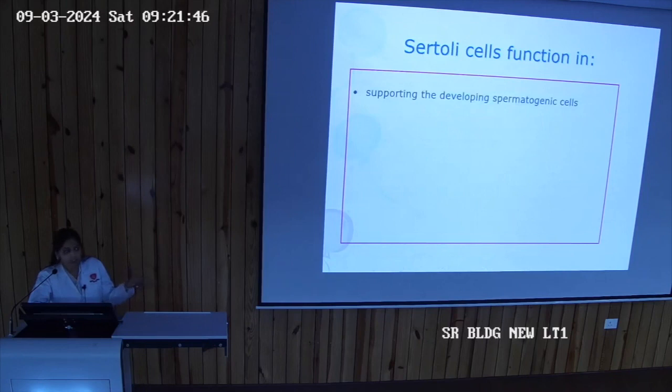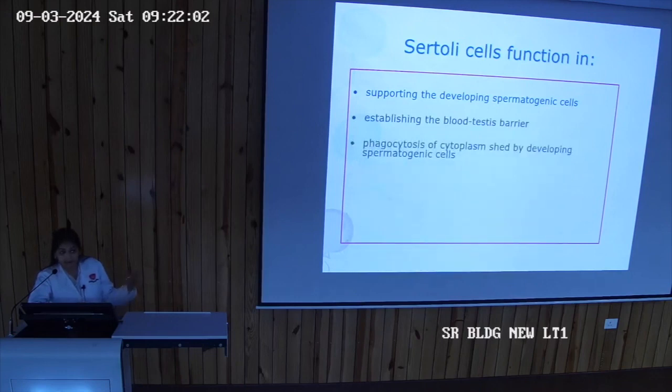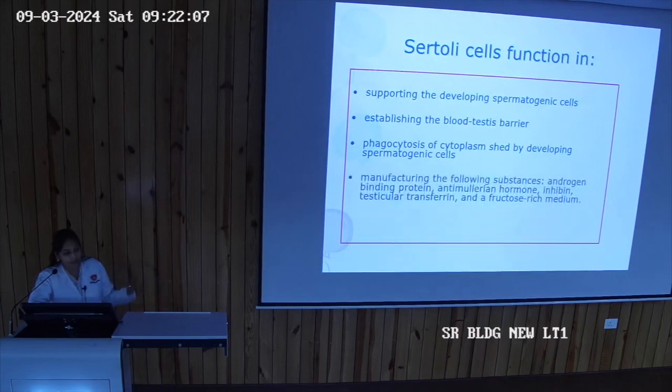And obviously supporting and nourishing functions are there, and it also phagocytoses the residual bodies that remain during the spermiogenesis of spermatids into spermatozoa. So they are supporting cells, nourishing the spermatogonia and germ cells, establishing the blood testis barrier, phagocytosing residual cytoplasm, and secreting androgen binding protein, anti-Mullerian hormone, inhibin, and transferrin. It also provides a fructose rich medium, which means it is giving nutrition to the germ cells. So these are the functions of Sertoli cells.